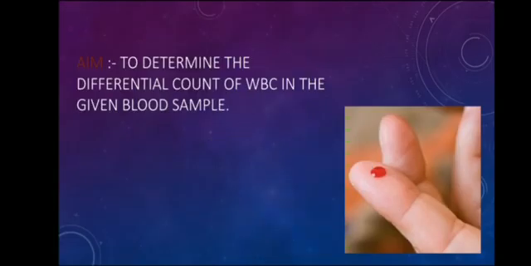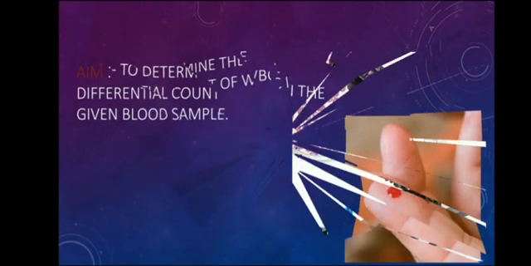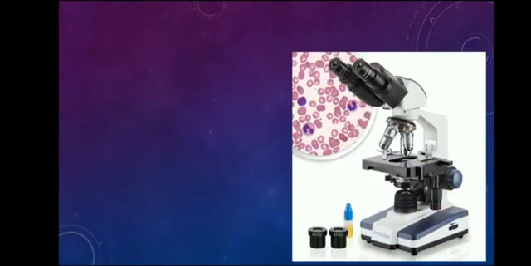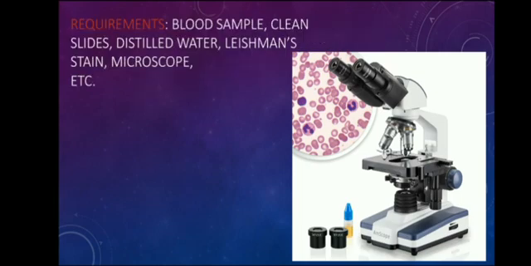The aim of the practical is to determine the differential count of WBC in the given blood sample. The requirements of this experiment are blood sample, clean slides, distilled water, Leishman stain, microscope, etc.